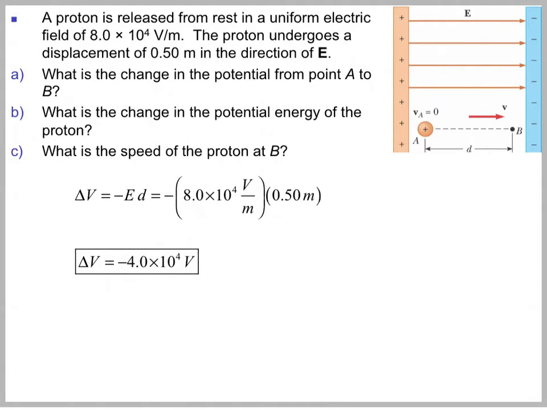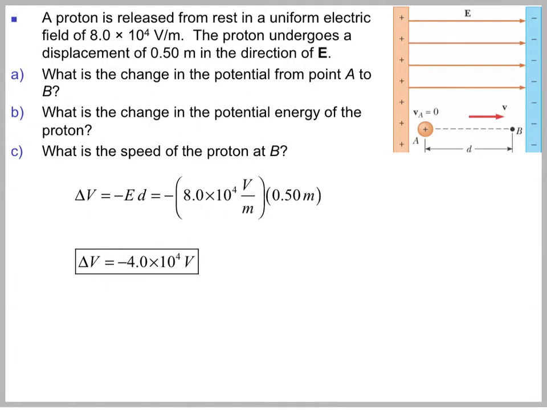This is a constant electric field. So then we can say delta V, which is minus E times D, is minus 8 times 10 to the fourth times 0.5 meters. And then I get that the change in potential in that 0.5 meters is negative 4 times 10 to the fourth volts.